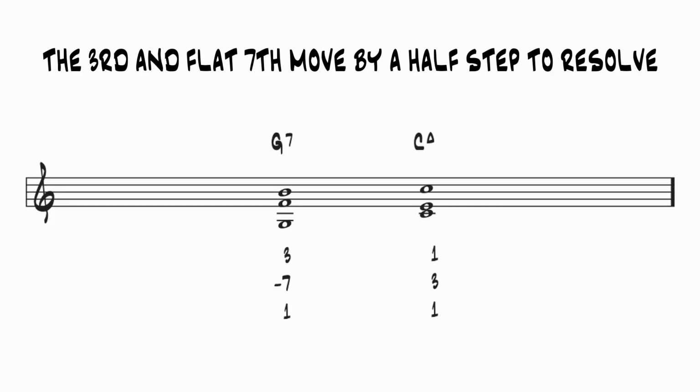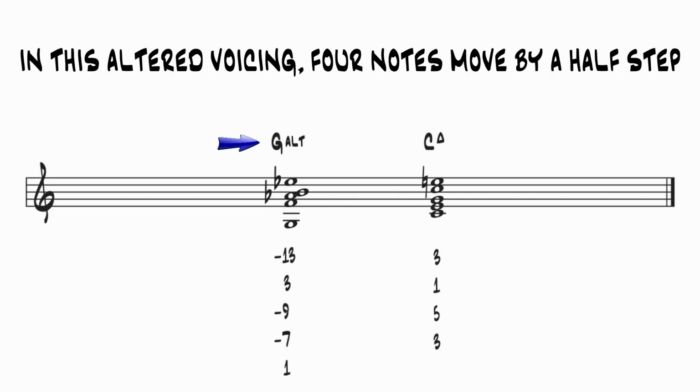If we go back a few episodes, we saw that the third and flat seventh of a dominant chord each move by a half step to resolve. Now look what happens when we add a flat 9 and a flat 13 to the dominant voicing. Now we have 4 notes, each resolving by a half step to a C major chord.